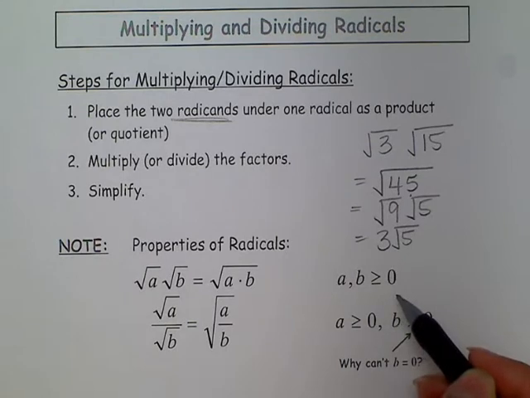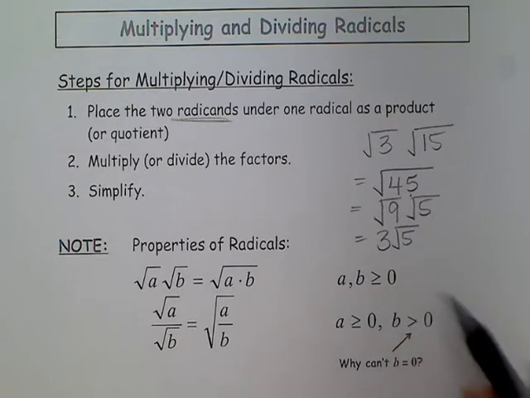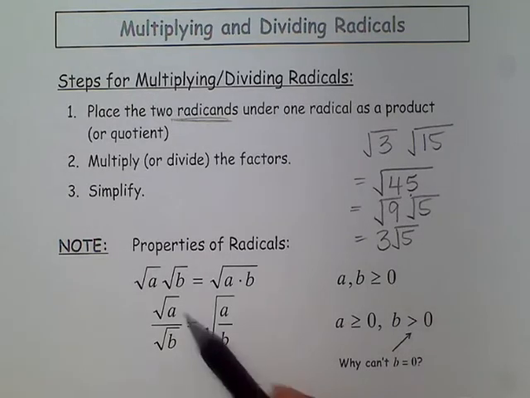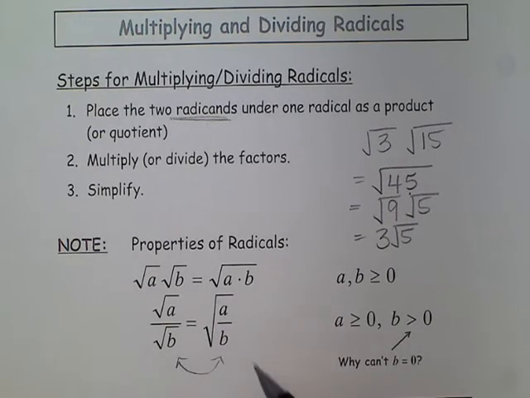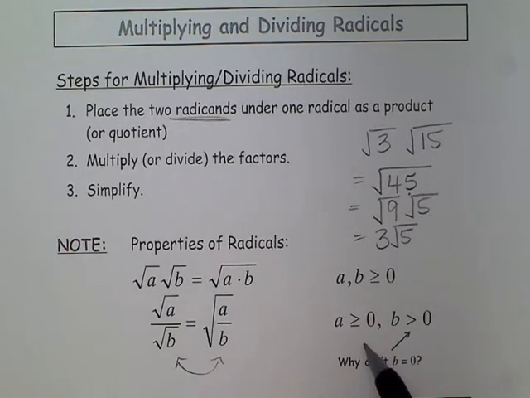There are some exceptions to the values of a and b that you can have. They have to be greater than or equal to 0, and that's mostly because you can't find the square root of a negative number. Similarly, when you are dividing, you can rewrite it under one radical and vice versa, so you can work backwards as well and break it up into two radicals.